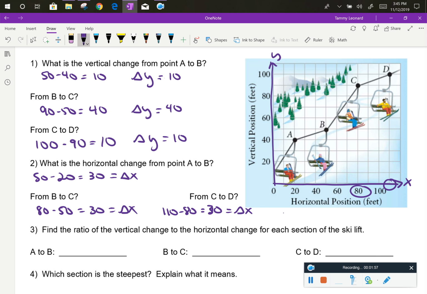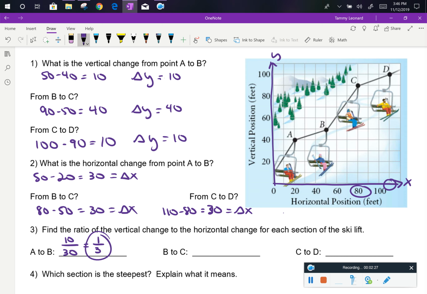Now we're asked to look at each of these ratios. The ratio from A to B, a vertical change to horizontal change. So from AB, we had a vertical change of 10 to a horizontal change of 30, looking at the work that we did in parts 1 and 2 above. Anytime we write a fraction, we should reduce if we can. We see that those are both divisible by 10, so the ratio of vertical change to horizontal change is 1 to 3.